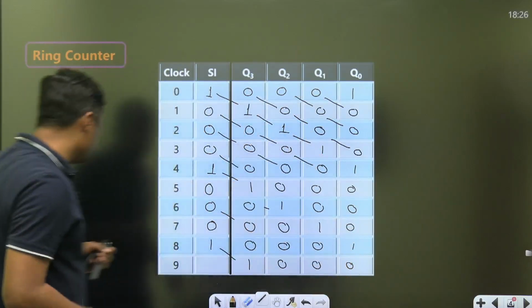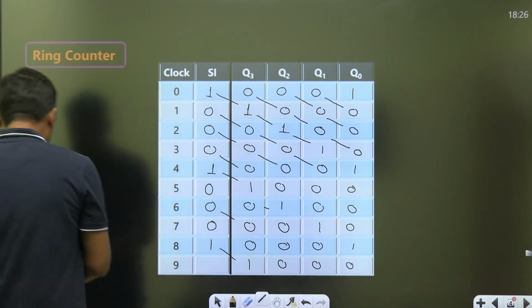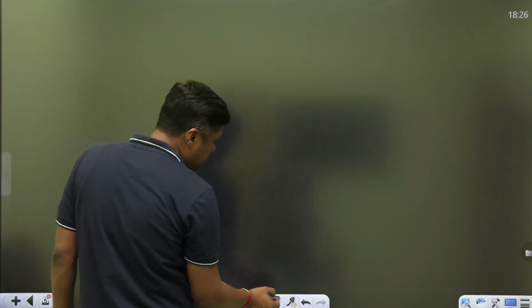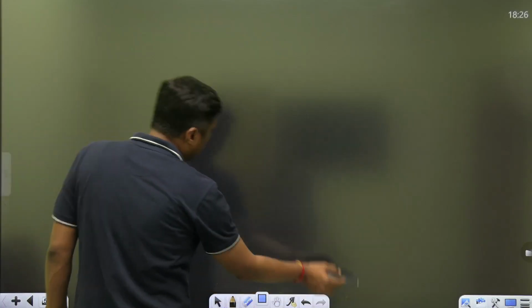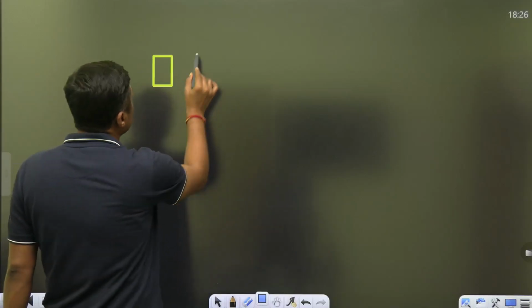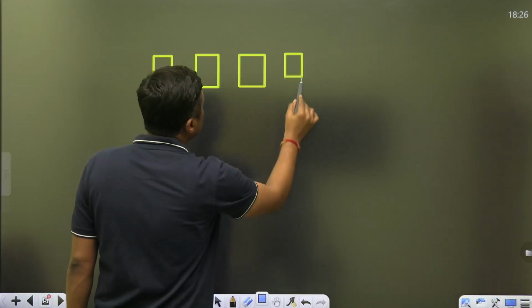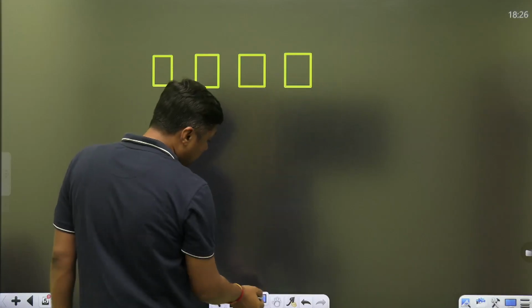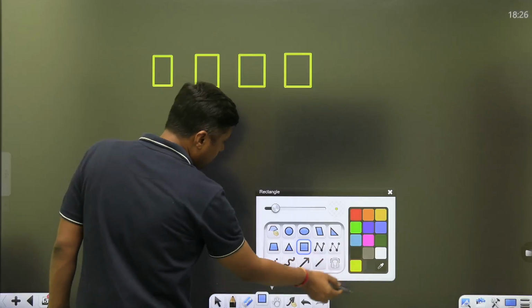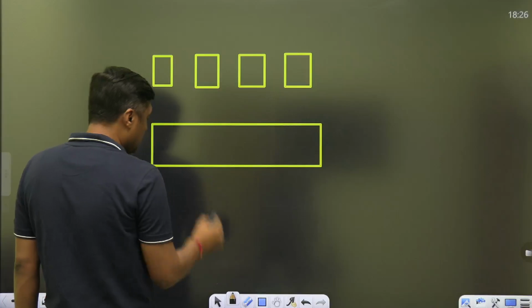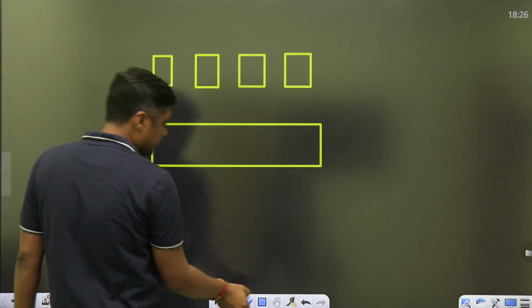What is the use of this? We are using this for timing signals. So what is the meaning of timing signal? Suppose we are using a number of devices here: first one, second, third, and fourth. One by one we want to enable them. So we are using this device, the ring counter. It is connected here, first one.